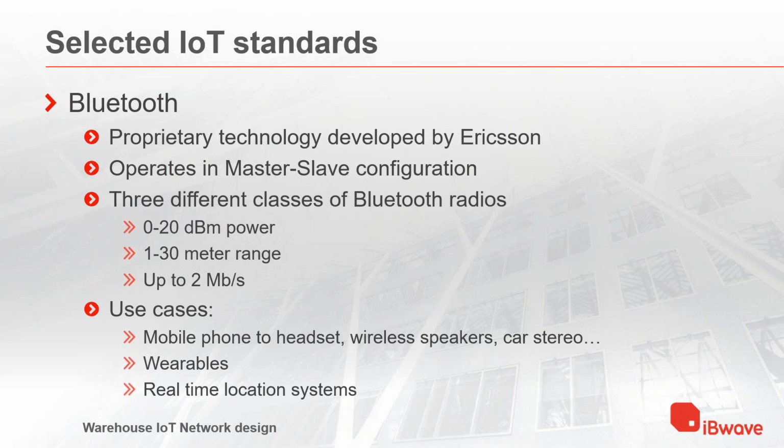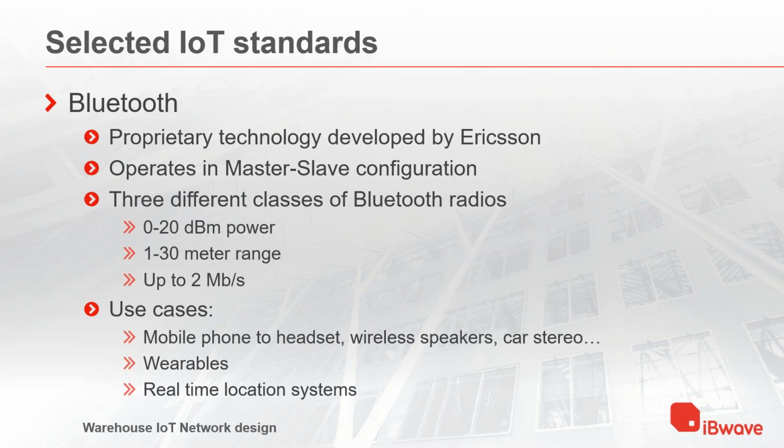As we already mentioned Bluetooth, now we are going to expand a bit on it. This is a proprietary technology which was developed by Ericsson. It operates in a master-slave configuration, and there are 3 different classes of Bluetooth radios. It can be between 0 and 20 dBm power, those 3 classes. The range, depending on the transmit power, can be as short as 1 meter and as long as 30 meters. And it can send up to 2 megabits per second, which is significantly higher than the previous 2 standards mentioned.